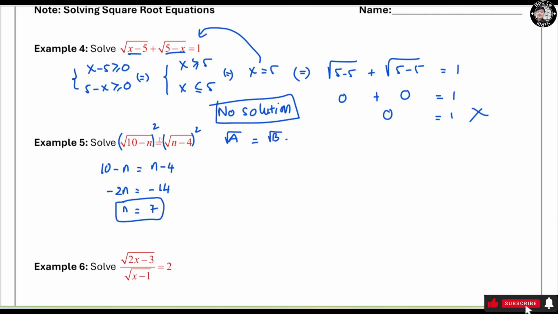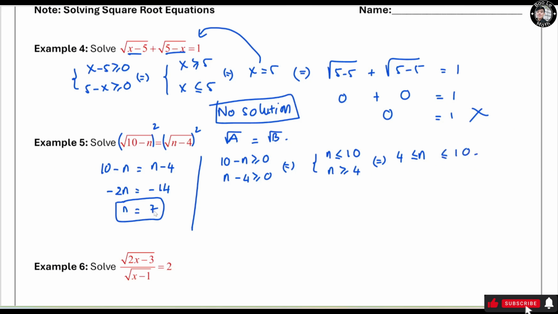Now we either find the domain or we substitute 7 back over here to check, right? So I prefer to find the domain, right? Domain should be 10 minus n greater than or equal to 0. n minus 4 greater than or equal to 0, right? We solve these two guys, so n less than or equal to 10 for the first one, right? And n greater than or equal to 4, right? So we combine these two guys, it's going to be n greater than or equal to 4 and less than or equal to 10, right? Now we solve n equals 7, satisfy this domain, so this one is the solution, right?